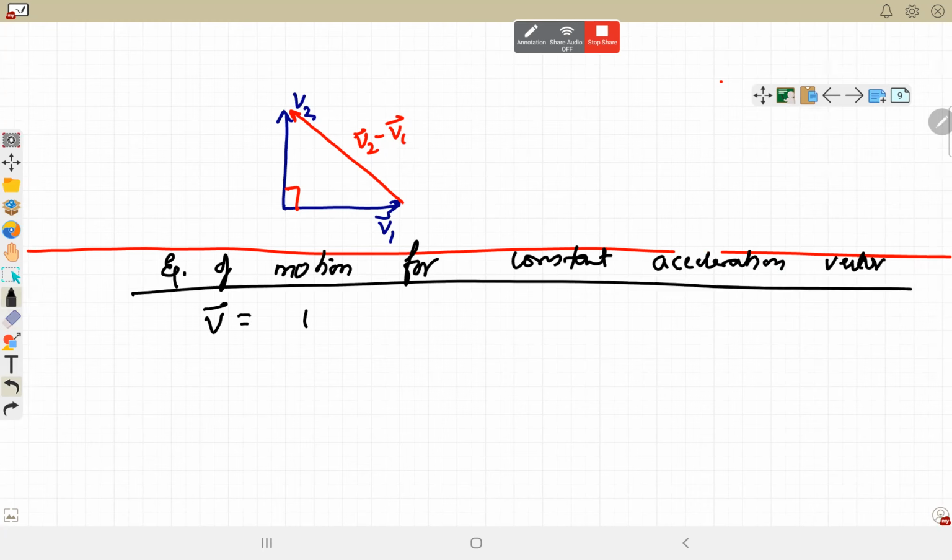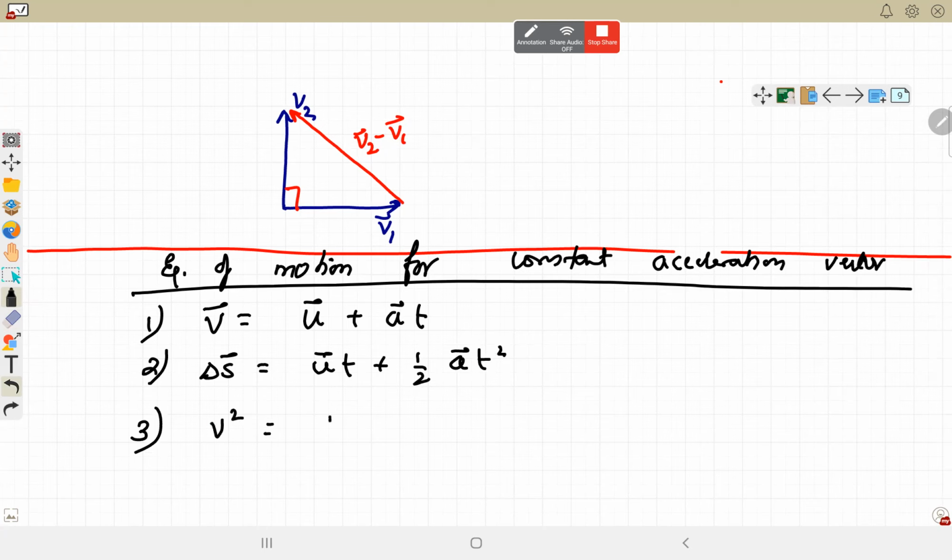The final velocity vector is the initial velocity vector u plus at. The second equation is the displacement vector, delta s, which will be ut plus half at square. The third equation will be v square equals u square plus 2a dot s.